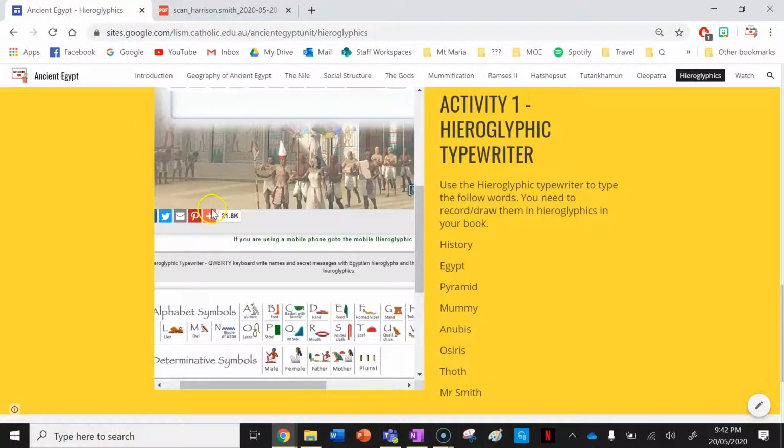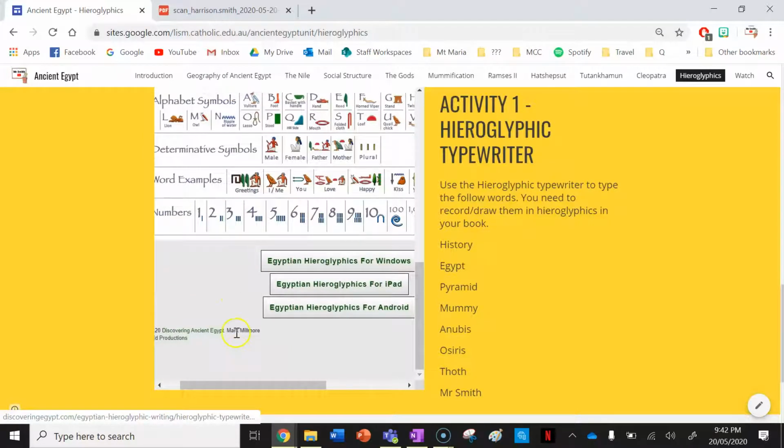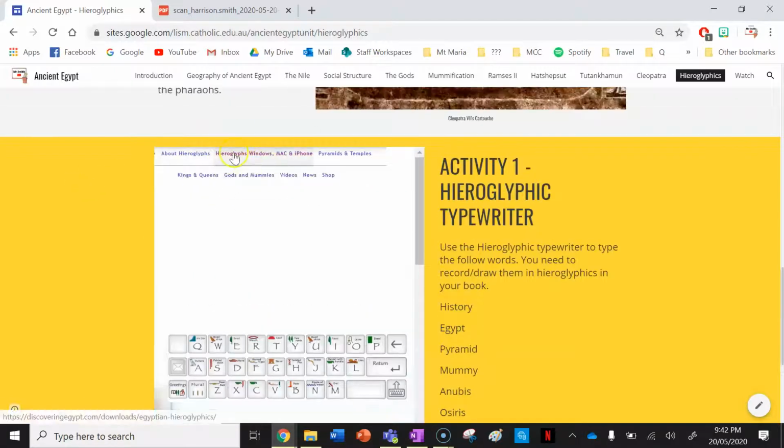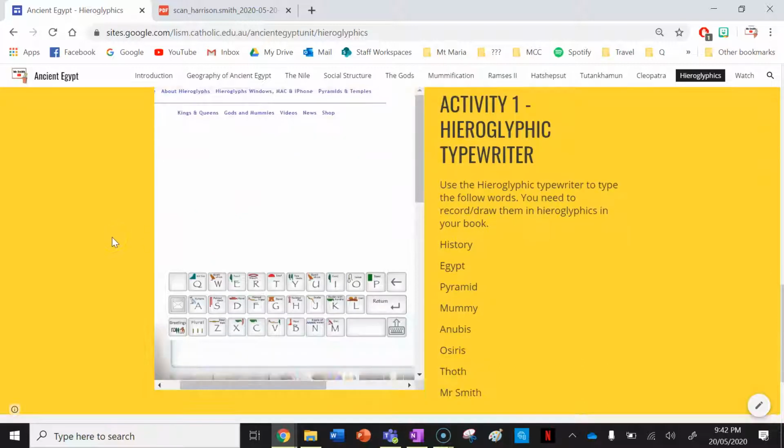Next activity, guys. Mark Milmore at Discovering Ancient Egypt has a really good website as well on Egypt that you should go and check out for a lot of resources. And one of them being that I'm just displaying here is his hieroglyphic typewriter. And so what we want you guys to do is type in these words in the typewriter and then go ahead and copy down the symbol in your book.